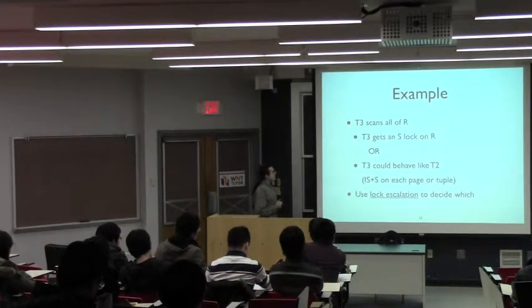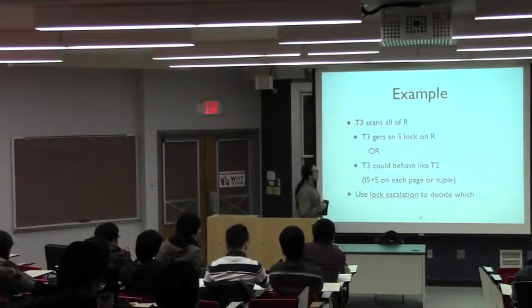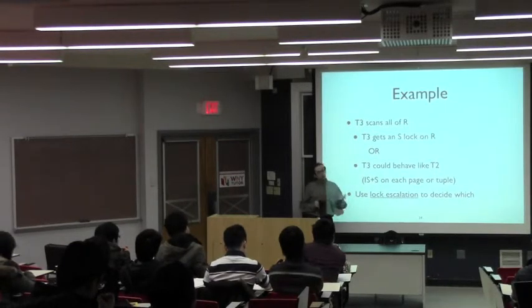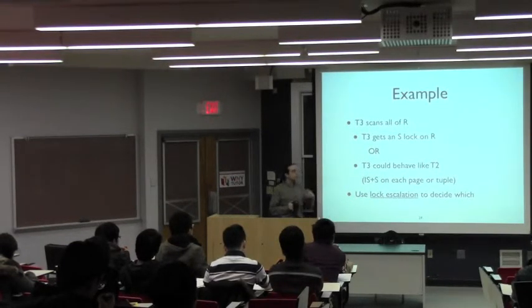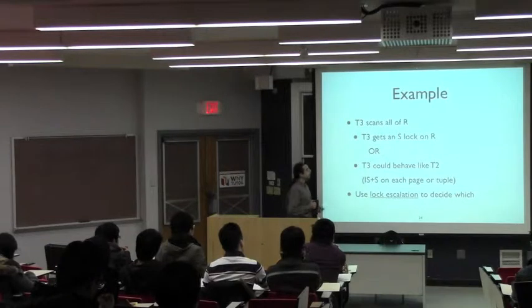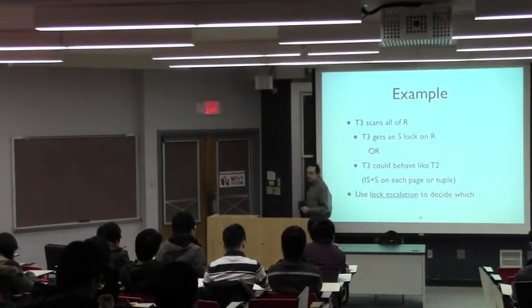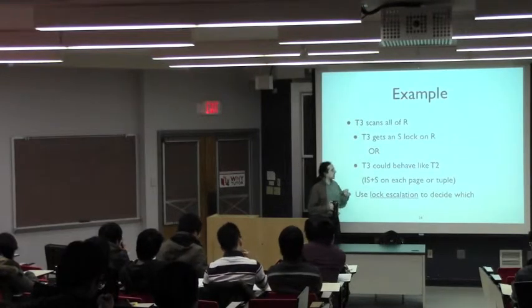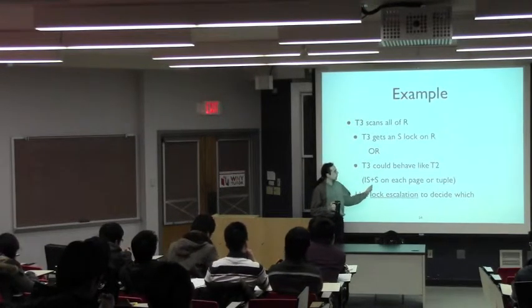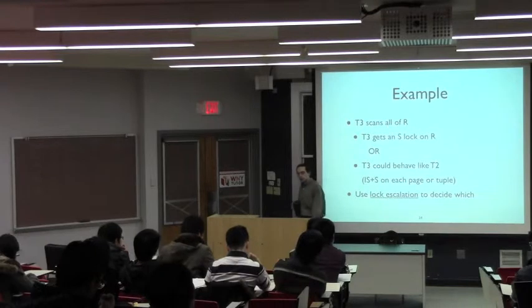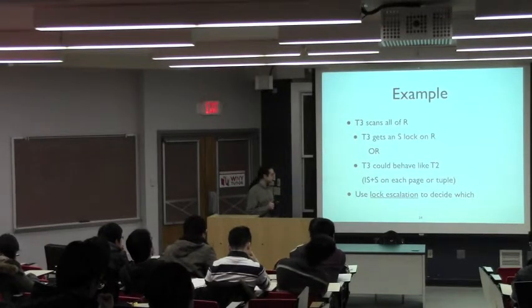The third example, let's say T3 wants to scan the entirety of R. Now there are two possibilities here. T3 could grab a shared lock on all of R, but it could also behave like transaction 2. It could grab an intent to share and then grab a shared lock on every individual page or tuple of the database.